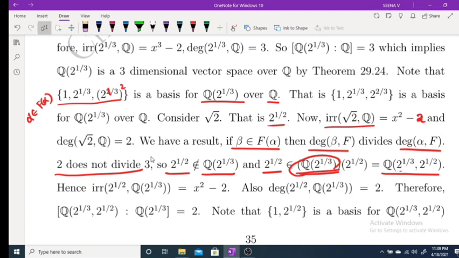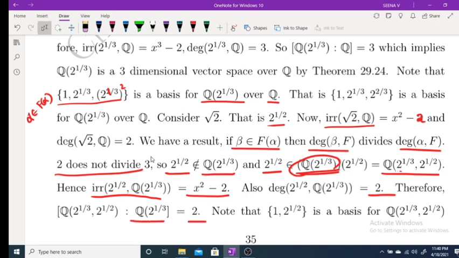Now the irreducible polynomial of 2^(1/2) over Q(2^(1/3)) is the same as x² − 2, because this is clearly a polynomial over Q, and 2^(1/2) does not belong to Q(2^(1/3)). Therefore x² − 2 we cannot factorize. So the irreducible polynomial of 2^(1/2) over this field is the same x² − 2, and its degree is 2. So the degree of Q(2^(1/3), 2^(1/2)) over Q(2^(1/3)) is equal to 2.